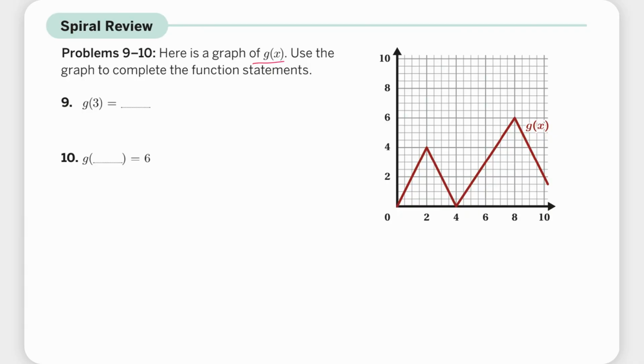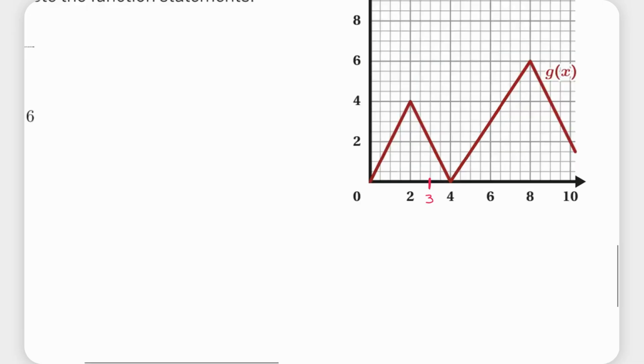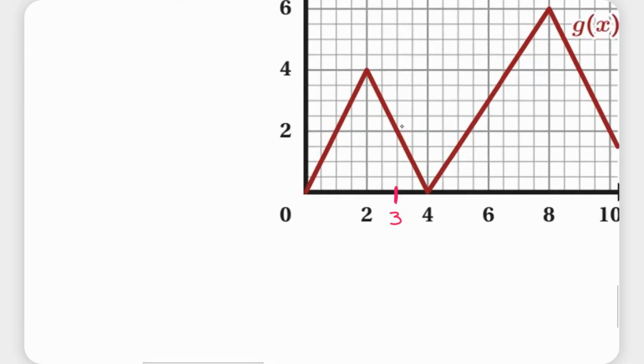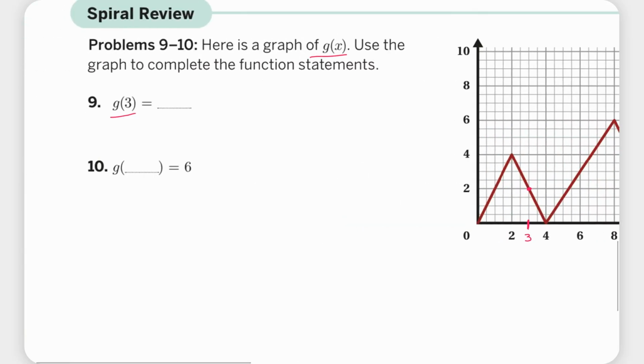So the first one says, what is g of 3? So I'm going to look at where is 3 on this graph. It looks like it would land right around here. And when I look up what y value it is hitting, it's hitting a y value of 2. And so in this one here, g of 3 is equal to 2.